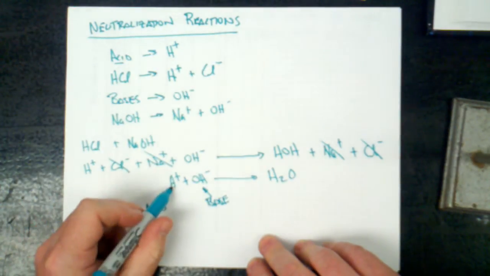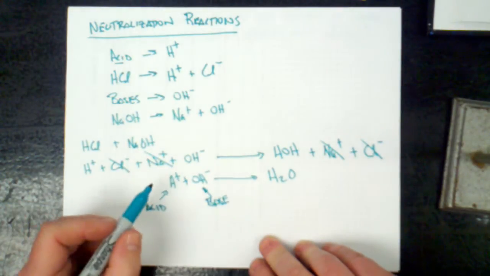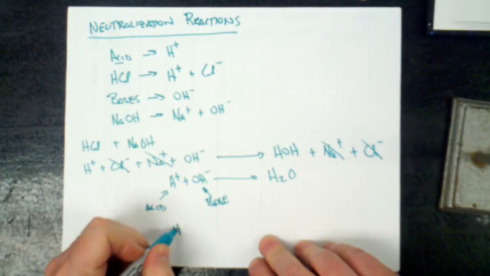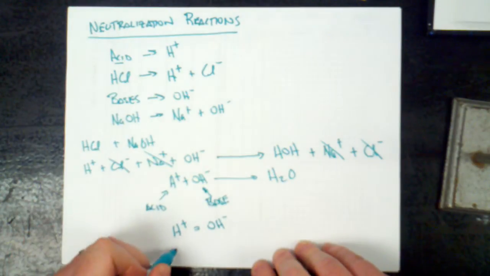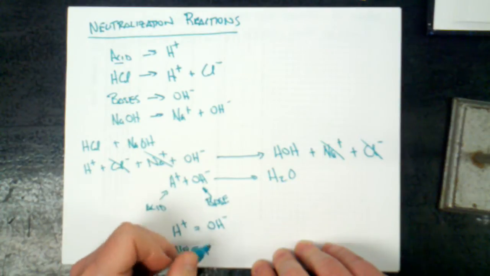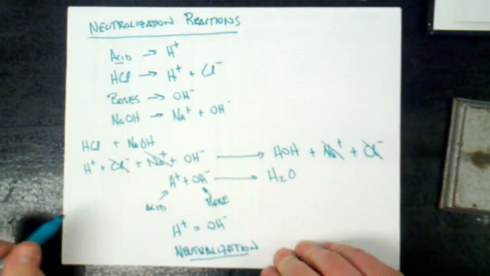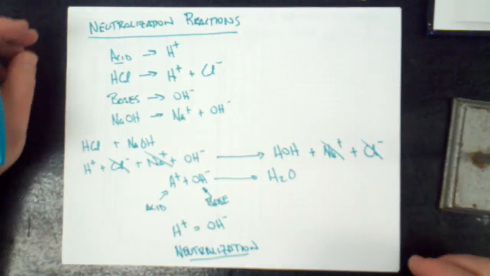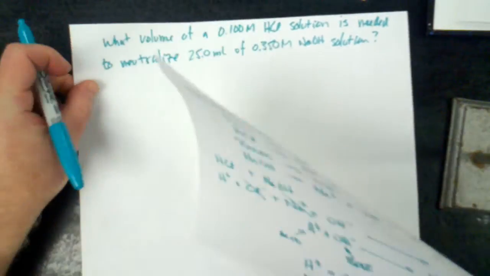So if there are exactly enough hydrogen ions and exactly enough hydroxide ions, the two of them combine to form water with no hydrogen ions or hydroxide ions left over. When the number of hydrogen ions equals the number of hydroxide ions, we call this neutralization. So it becomes neutral when the hydrogen ions equal the hydroxide ions. So how do we use this in solving problems?